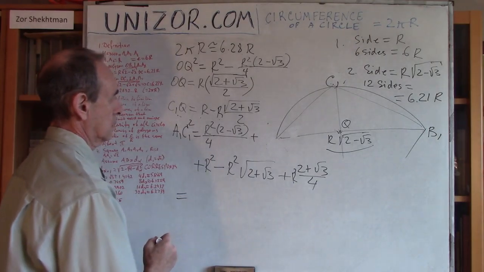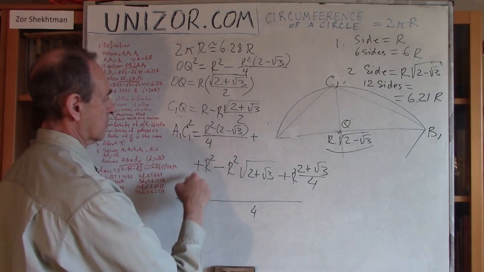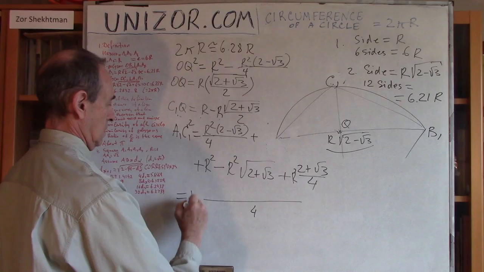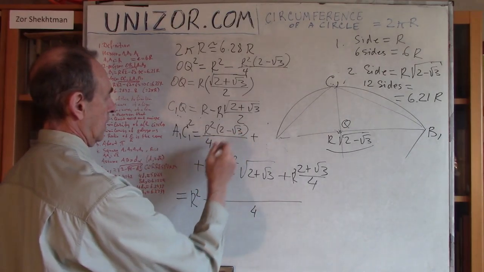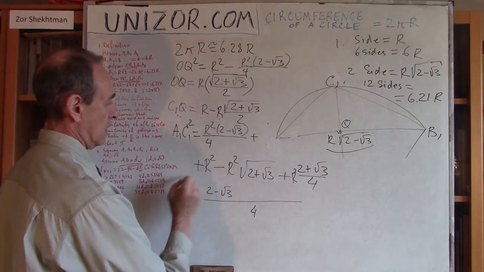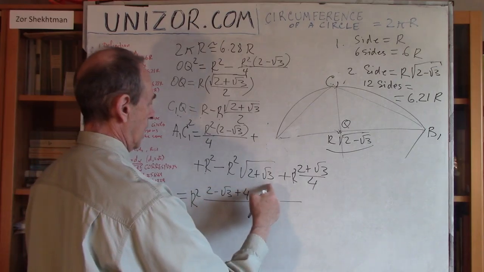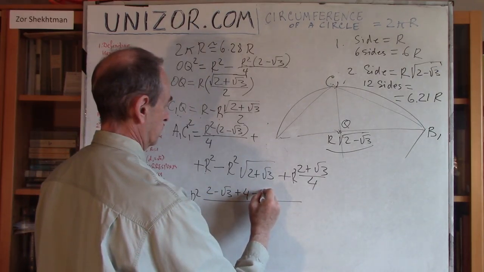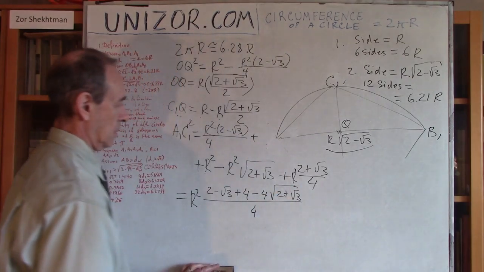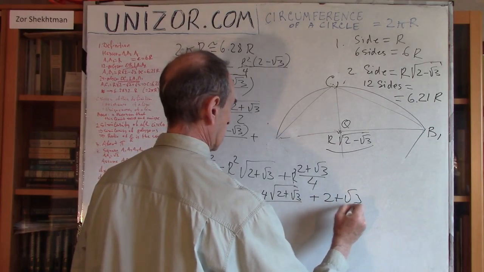All right. So, the common denominator is 4, obviously. Now, R square is everywhere, so we can put R square in front of this. And what's next? Well, so it's 2 minus square root of 3 plus R square, which means since 4 is common denominator, so it looks like it's plus 4 minus 4 square root of 2 plus square root of 3, am I right? And plus 2 plus square root of 3.